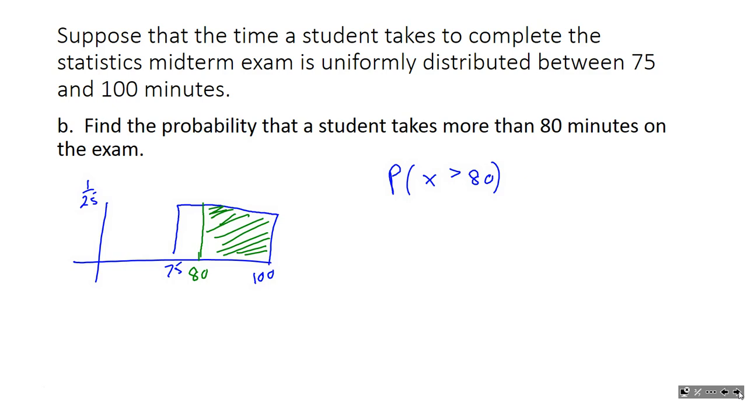Now to get the answer, all we have to do is the base times height calculation. Our base is no longer 25. Our base would be from 80 to 100. 100 minus 80 is 20. So our base is just 20, and our height is 1 over 25. That would be 20 over 25, which reduces to 4/5. So once you've got it drawn, it's easy to answer questions. You're just computing the area of the region that you're interested in.